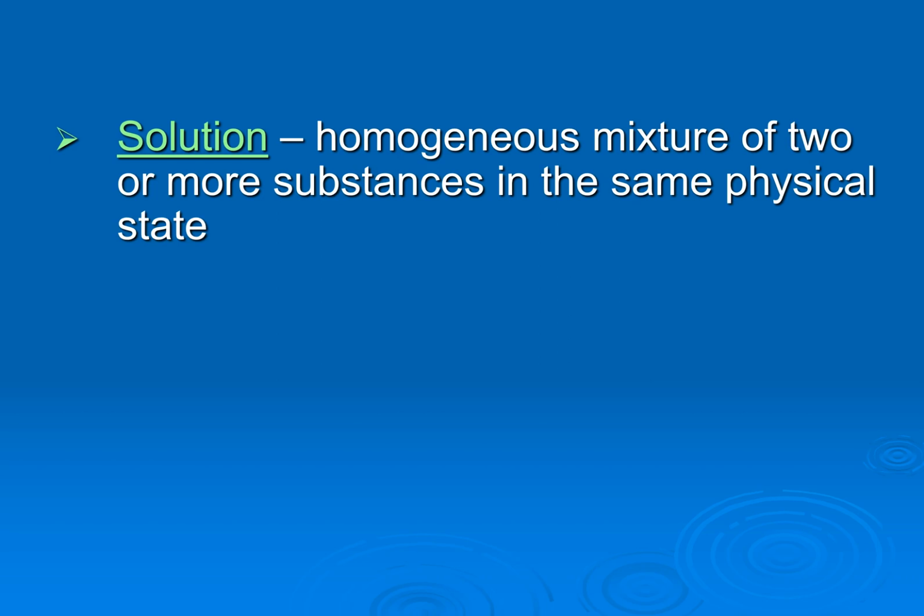So here's what a solution is. A solution is a homogeneous mixture of two or more substances in the same physical state. So there are two types of mixtures, heterogeneous and homogeneous. Homogeneous is where the mixture is going to look the same throughout. So meaning you're not going to be able to see the small pieces of your solute or solvent. No pieces.